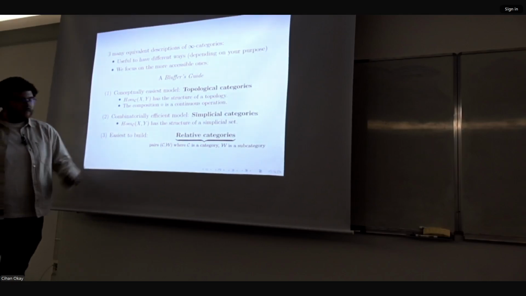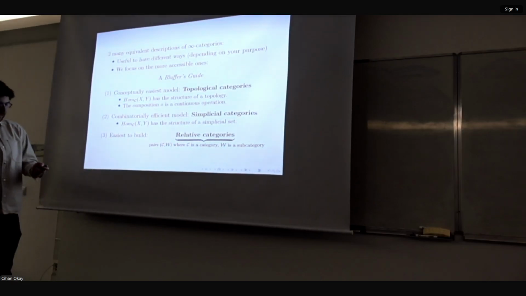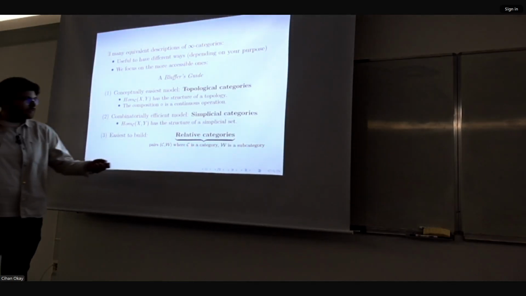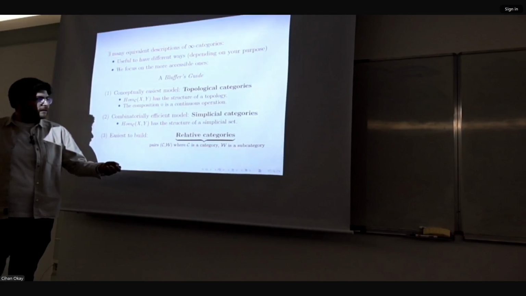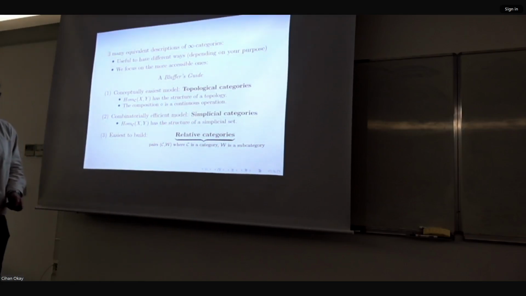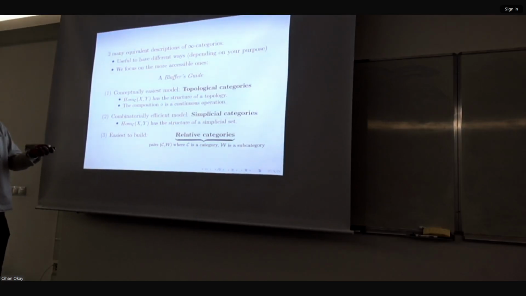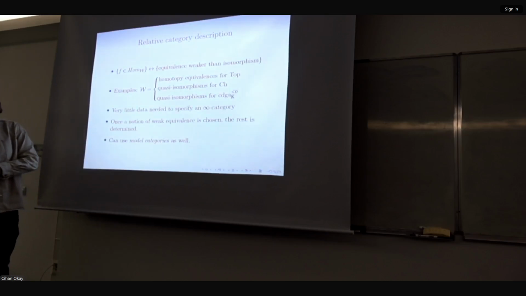This is called the relative categories. I mean, the relative category is easy to describe. You just tell me a category along with a subcategory W. Okay, you introduce a category C and a W. Okay, this is called the relative category. Very easy to build, easy to consider.